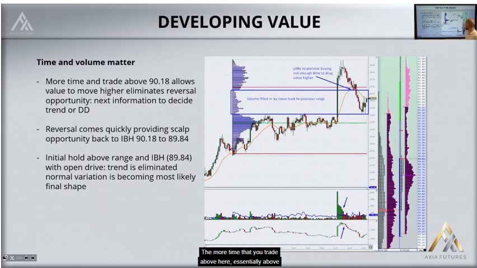The more time that you trade above here, essentially above the blue box, the more and more it eliminates the reversal opportunity. So when you're approaching trades like this, it's not just about saying, okay, I've got these different scenarios. Some of them require fast action. If this is to be a reversal, this needs to start dropping quickly, because the longer it takes to start to turn or to start to drop, the less likely it is to drop, because value will start to get accumulated higher. You will start to do more volume here, move the VPOC up. People are not going to be so confident in selling this anymore. So for every minute and every extra bit of volume that's done up here, the reversal becomes less and less likely.